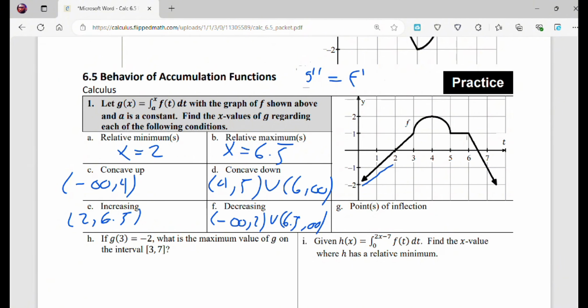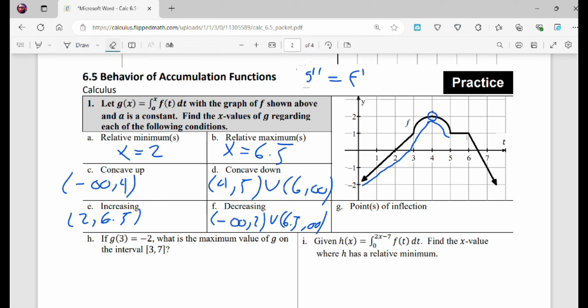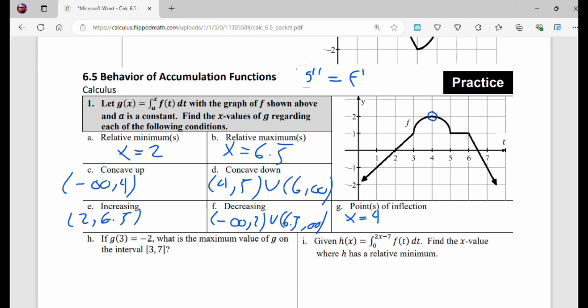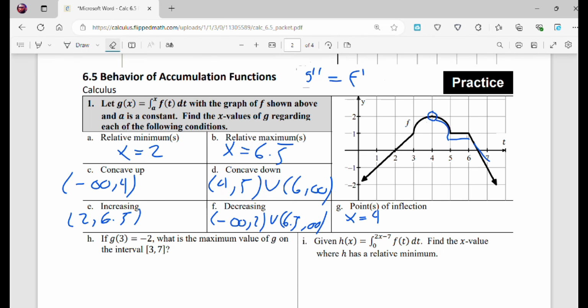So from here we can see it's a positive slope, and right here we hit 0, right? So from the right, now it's a negative slope. So we can conclude that at 4, our g double prime changes signs because our f prime changes signs, right? So it's only going to be x equals 4.